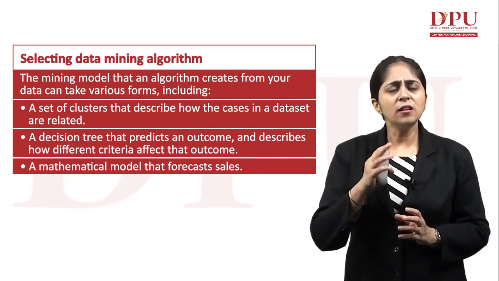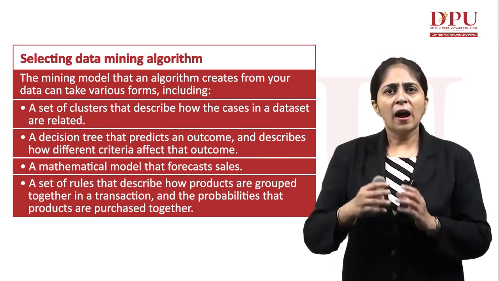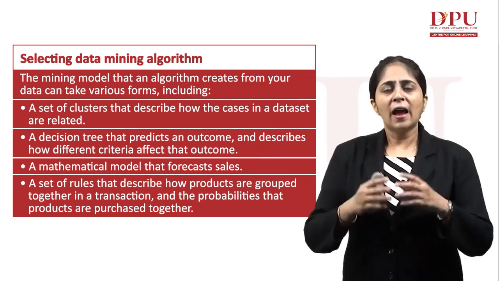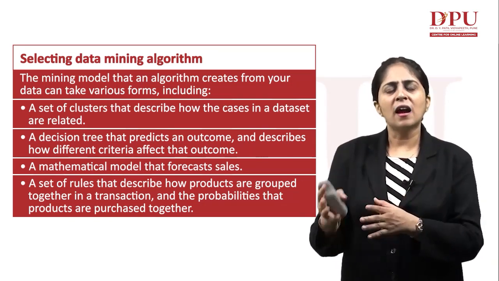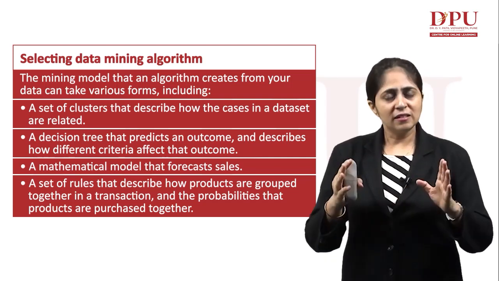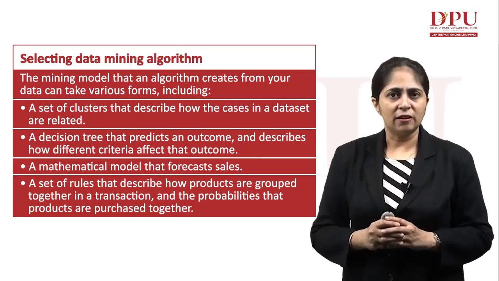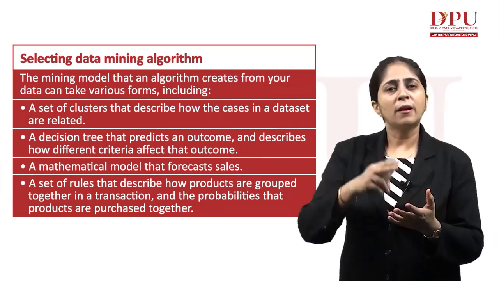Then, a set of rules which describe how products are grouped together in a transaction and the probabilities that products are purchased together. See, if you go to a grocery store and you buy bread, what are the chances you will buy butter with it?